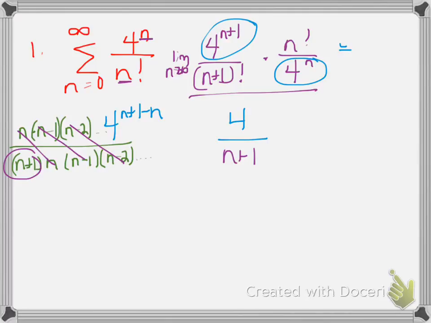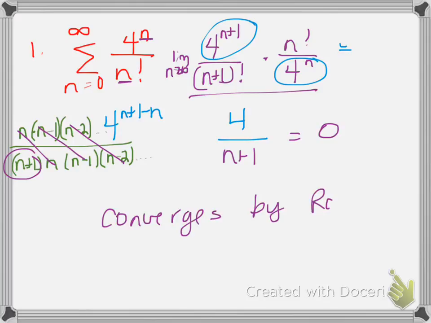All right, we're trying to approach infinity, so we have 4 over infinity. That means this equals 0. So with the ratio test, I got 0. The ratio test says that if you get a number less than 1, the series you started with converges. So this series that I started with converges by the ratio test, because this number is less than 1.